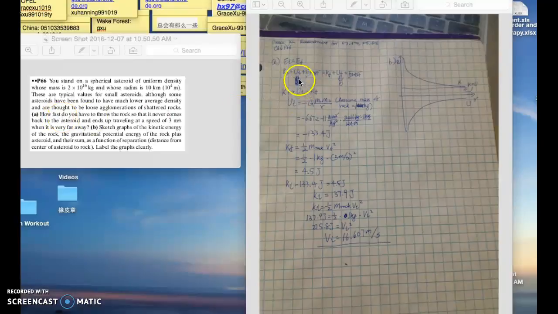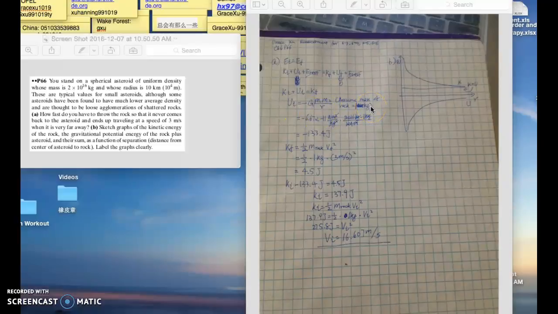I started off with the energy principle, which is E initial equals E final, and I wrote out all the components. The rest energies cancel out, and when they're really far away, we can assume that interaction energy is 0, so that's what I set as 0. So we end up having Ki plus Ui is equal to Kf.